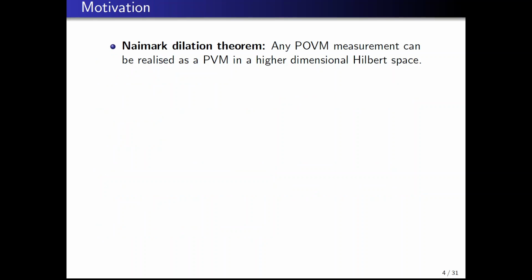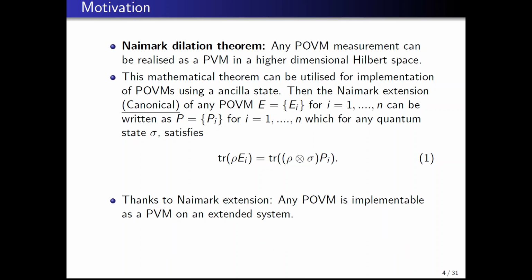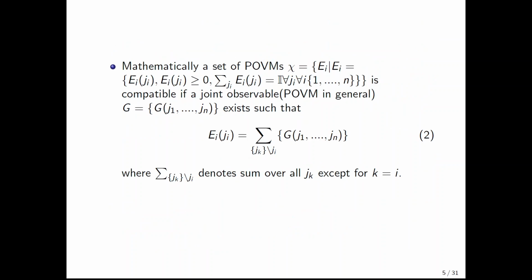So let's start. Naimark's theorem tells that any POVM can be realized as a PVM in higher dimension. This can be rewritten as equation 1. So thanks to this, any POVM is implementable as a PVM on an extended system. So a general Naimark extension can be written as equation 1 instead. There one can use direct sum instead of tensor product. So if we use tensor product in equation 1, I will call it canonical Naimark extension.